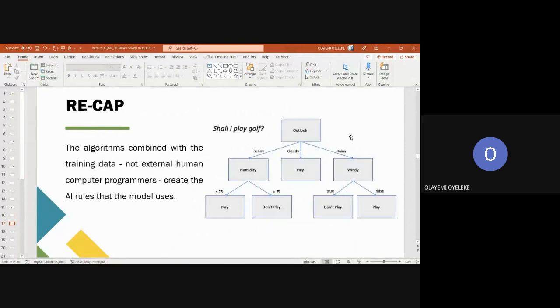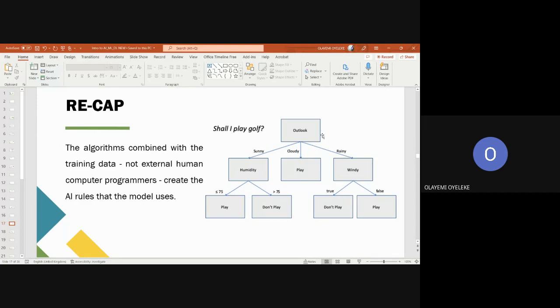As a recap, the algorithms are combined with the training data. Remember, the algorithms are trained with training data, not by external human computer programmers, to create the AI rules that the model uses. The AI rules the model uses were created by the model itself after learning the training data. It wasn't an expert defining some Python functions for it. So that makes it different. That is machine learning.